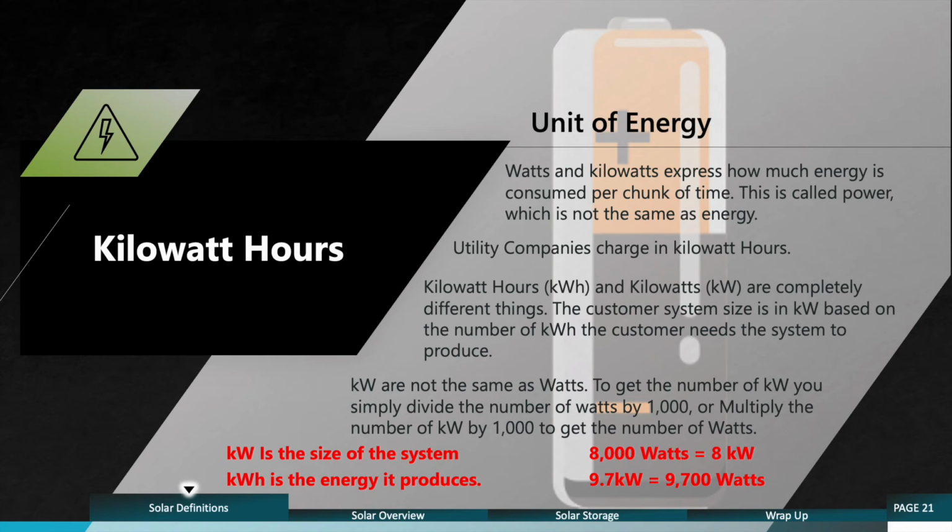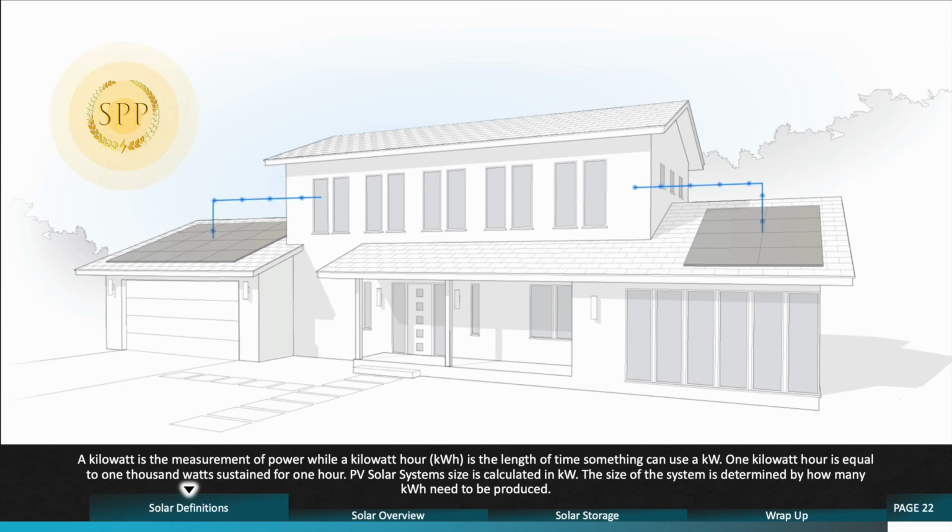Let's dive into that. A kilowatt is a measurement of power, while a kilowatt hour is the length of time something can use a kilowatt. 1 kilowatt hour is equal to 1,000 watts sustained for 1 hour. PV solar system sizes are calculated in kilowatts. The size of the system is determined by how many kilowatt hours need to be produced.